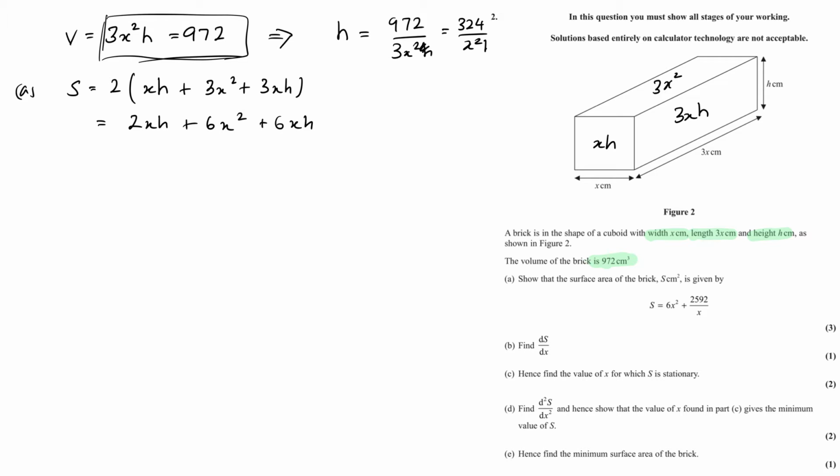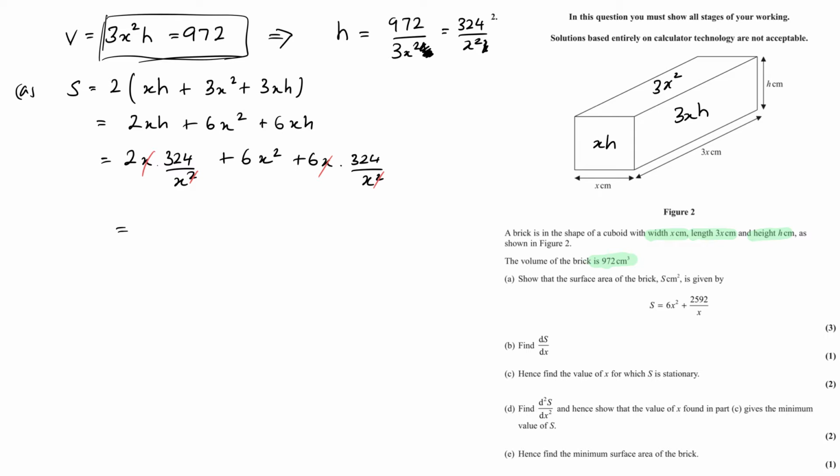Why have I written h? Yeah, over x squared. My apologies there. So now we can substitute that in. So 2x times 324 over x squared plus 6x squared plus 6x times 324 over x squared. So one of the x's cancels there, and one of these x's will cancel there.